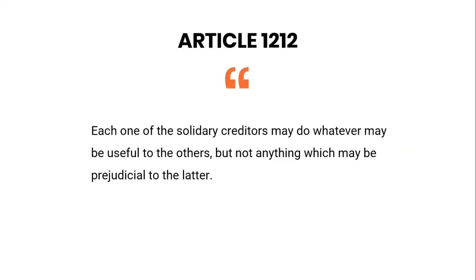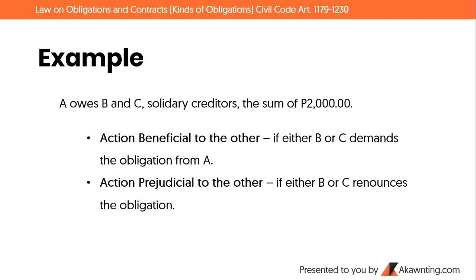Okay? So, next, Article 1212. Each one of the solidarity creditors may do whatever may be useful to the others, but not anything which may be prejudicial to the latter. So, let's give an example. Okay. So, example, A owes B and C, solidarity creditors. So, ang solidarity creditor si B and C, okay? So, the sum of 2,000, okay?